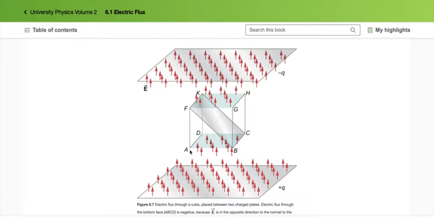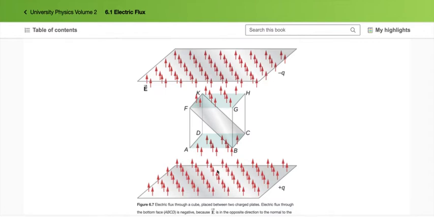On the bottom, E points up, my normal vector points down. The angle between E and N is 180 degrees. Cosine of 180 is negative 1. The flux through this bottom is negative E times A, exactly the opposite of the flux on top. The total flux through this cube is 0.